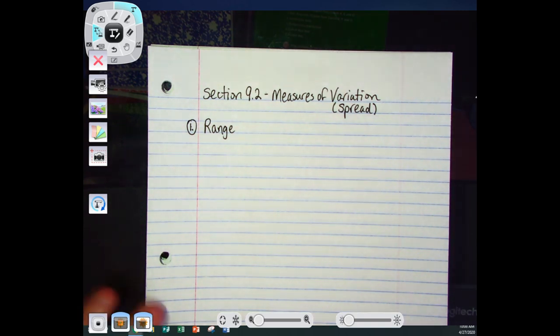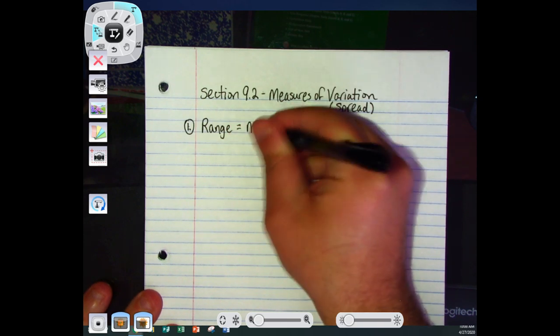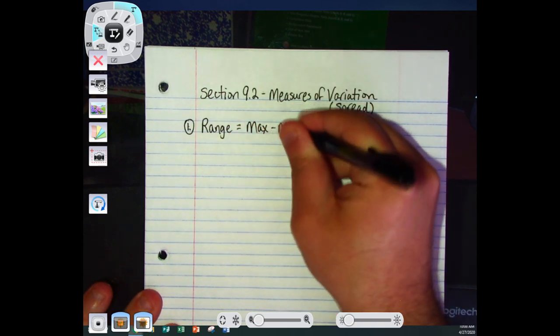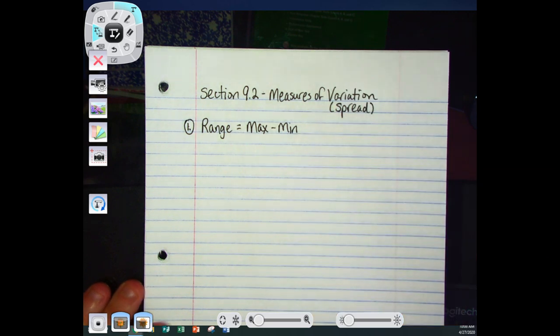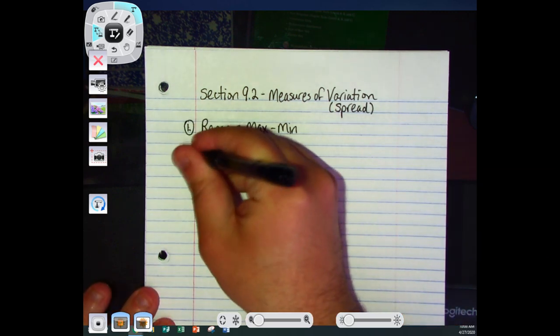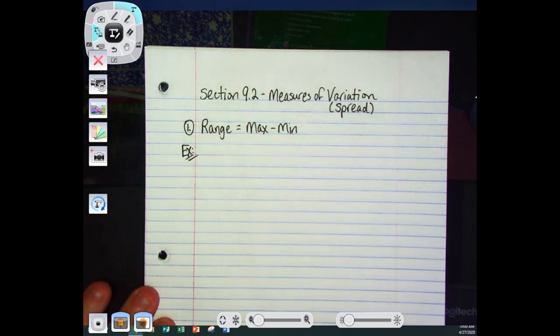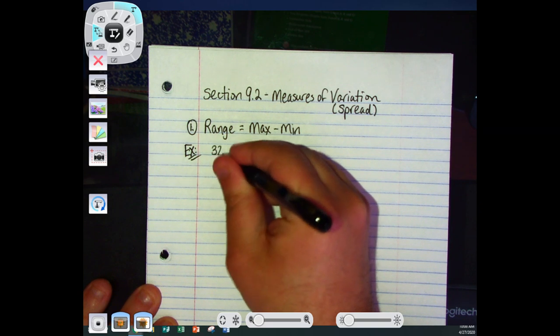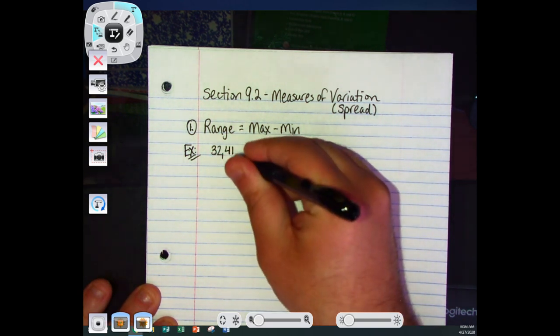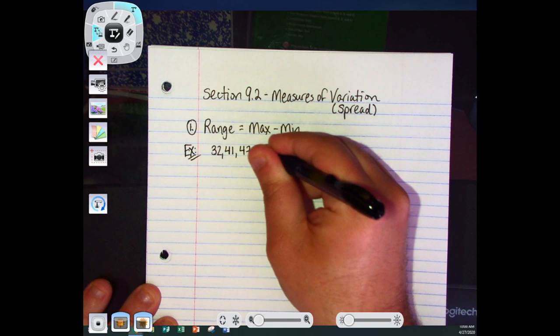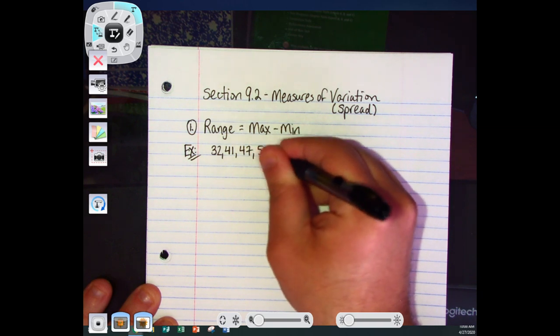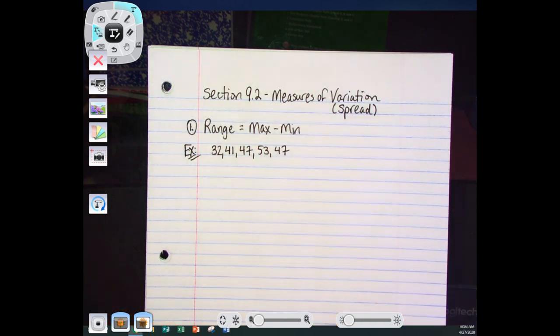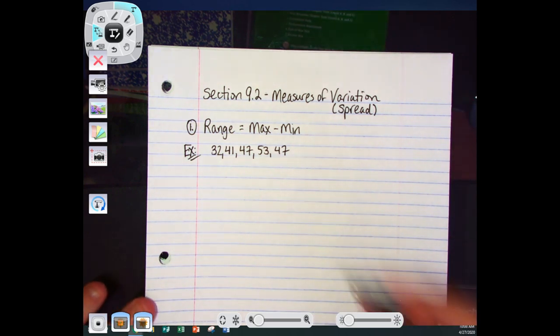To calculate range, we just take the max minus the min. That's it, the maximum value minus the minimum value. For example, if I give you the data values 32, 41, 47, 53, and 57, they'll ask us to calculate the range. To do that, we need to know the max and we need to know the min.